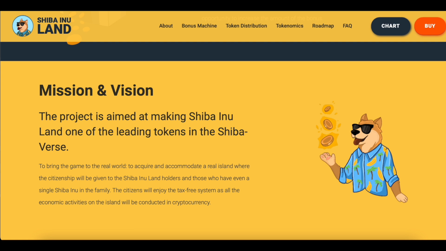They bring the game to the real world to acquire a real island where citizenship will be given to the Shiba Inu Land holders, those who have even a single Shiba Inu in the family. The citizens will enjoy a tax-free system, as all economic activities on the island will be conducted in cryptocurrency.